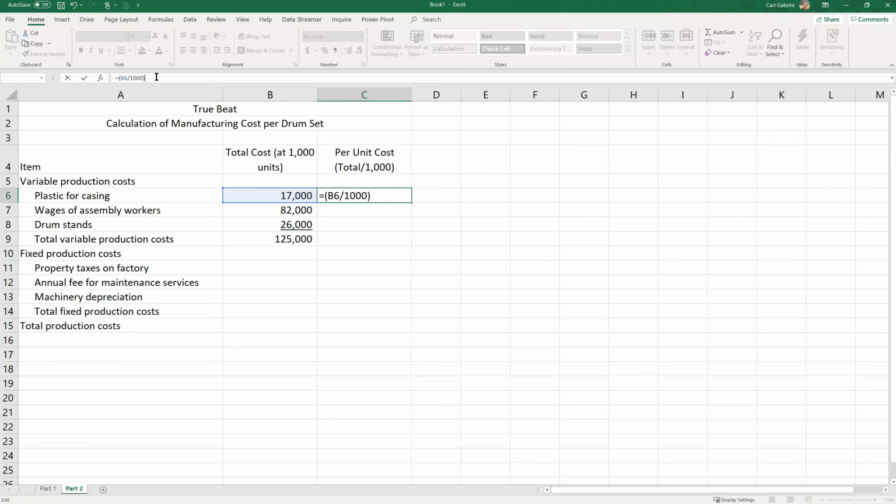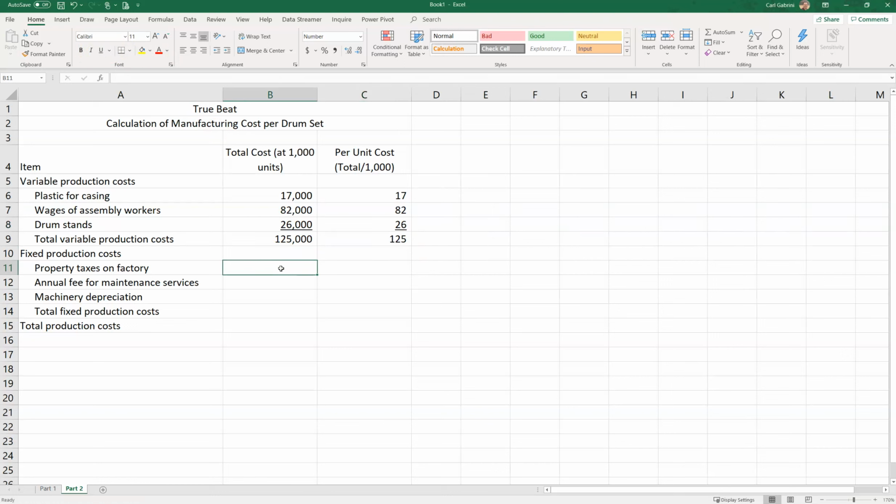There we go. Okay, that's better. And so it is $17 per unit. And so we can just carry this down, and I'll put an underline under it. And so that is our variable cost per unit.